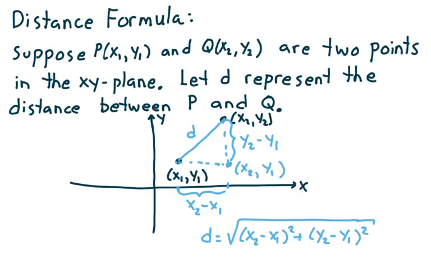Now let's take a look at the distance formula. Suppose P and Q are 2 points in the xy plane. Let D represent the distance between P and Q. And so I drew a picture of the xy plane. And I drew point P, which in this case is x1, y1, and Q, which is x2, y2.